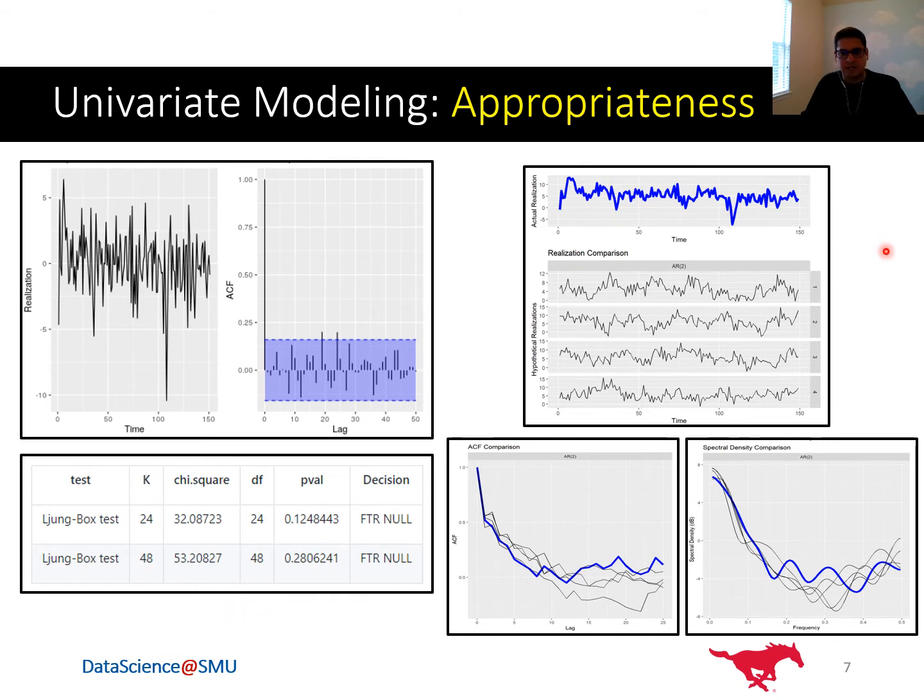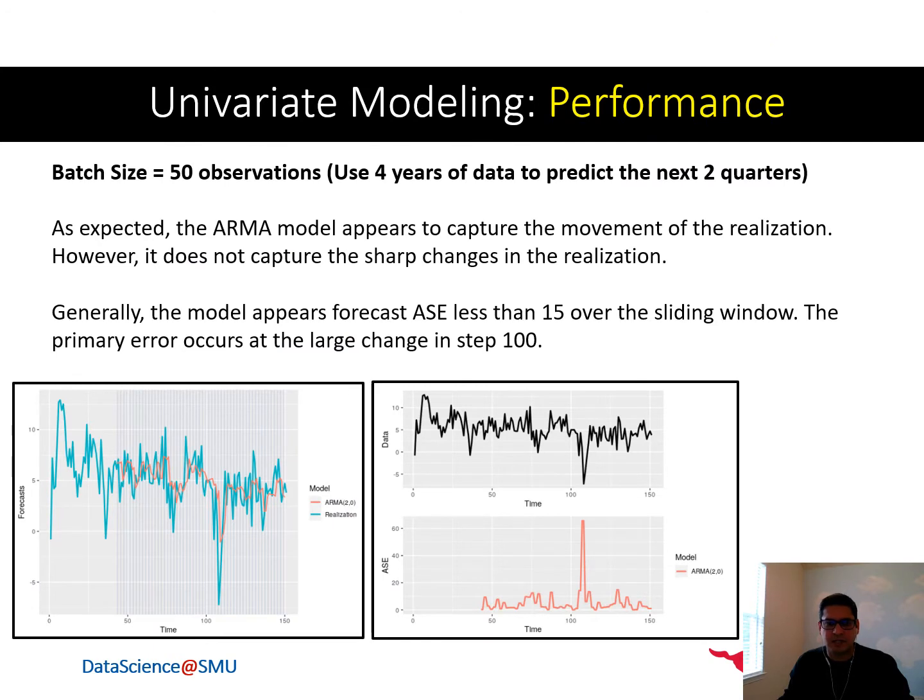We also looked at the realizations for this model, and we found that this tends to mimic the actual realization quite well. It shows the sharp rises and the sharp dips in the GDP value, and the ACFs and the spectral density for these multiple realizations also seem to be quite consistent with what we see for the actual GDP realization. Next, we looked at the model performance.